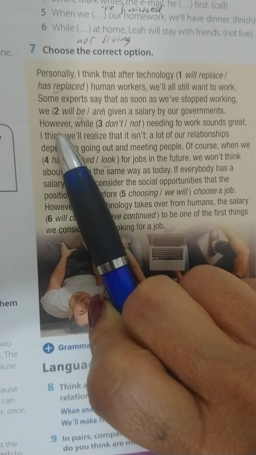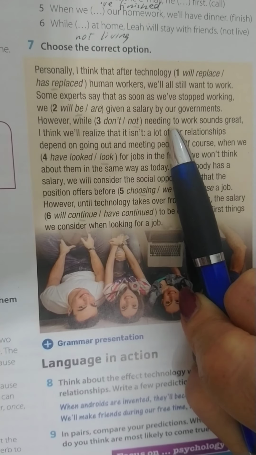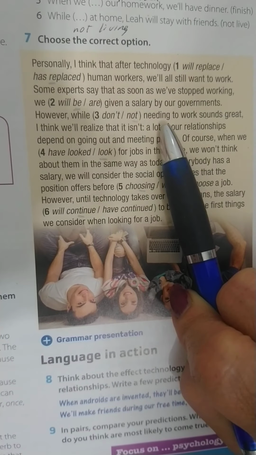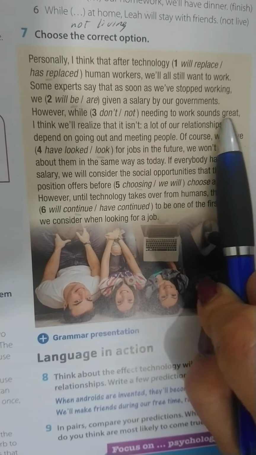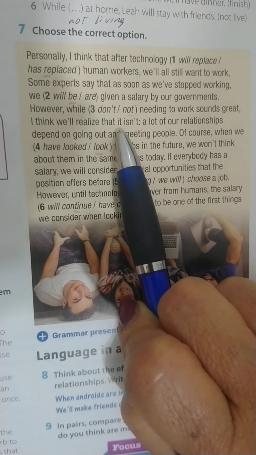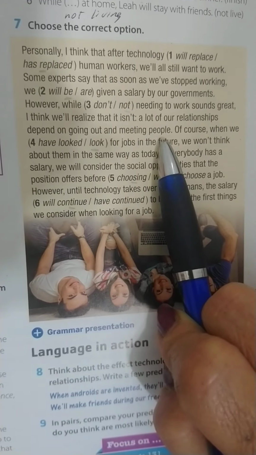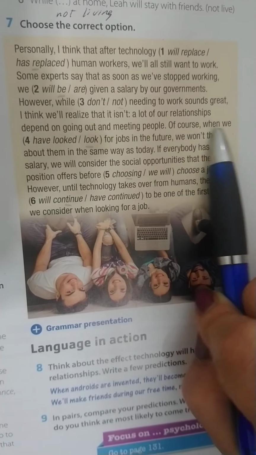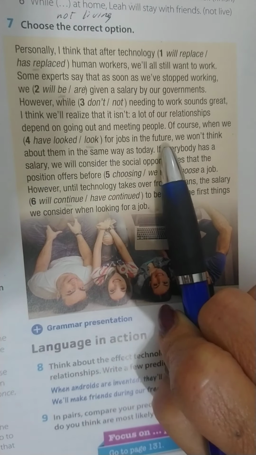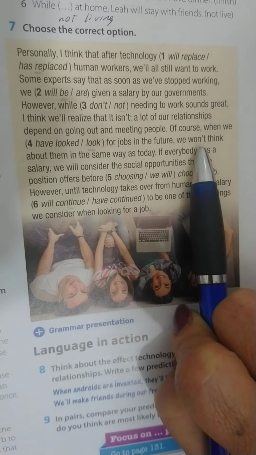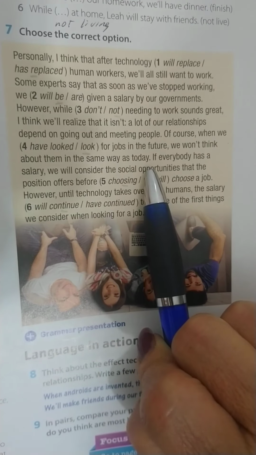Okay? However, we have while, and remember that if we have a gerund here, that's a participle, we use just negative. While not needing to work sounds great, I think we will realize that it isn't. A lot of our relationships depend on going out and meeting people. Okay? Of course, when we, present tense, look for jobs in the future, these actions happen almost at the same time. So here we have present and future. We won't think about them in the same way as today.